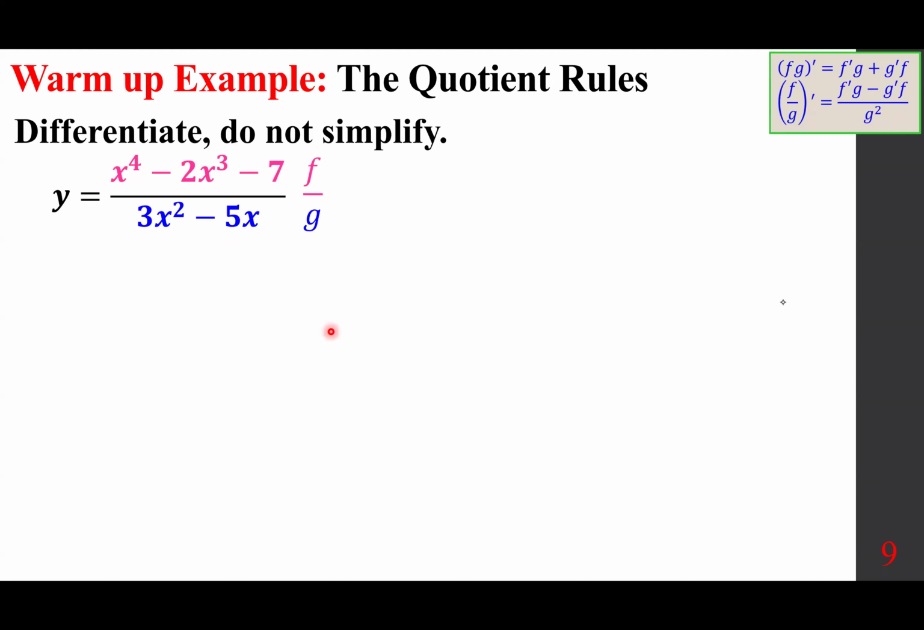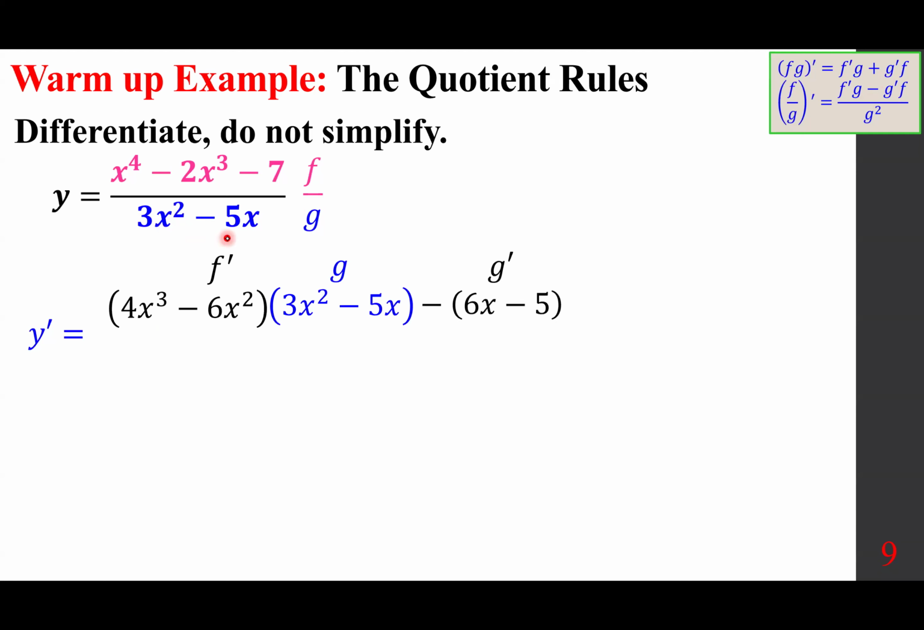So y prime, a huge fraction bar with f prime being 4x cubed minus 6x squared, times g, so times the bottom, minus g prime. So g prime is this, differentiate, 6x minus 5, times f, times the top, over g squared. So just put the bottom in a parenthesis and square.